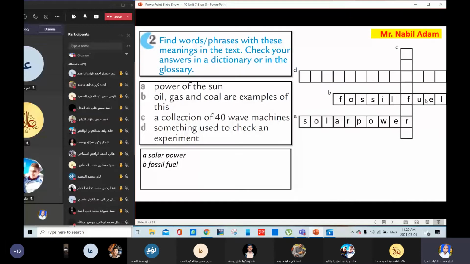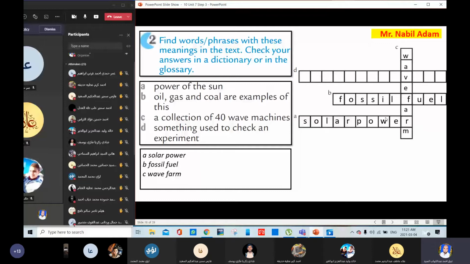A collection of 40 wave machines, from the text. Wave farm. Wave farm. Very good. Thank you. Abdurrahman Muhammad. Yes. Wave farm. So we write it here, vertical, from up to bottom. WAVEFARM. Wave farm. Please don't speak without permission.